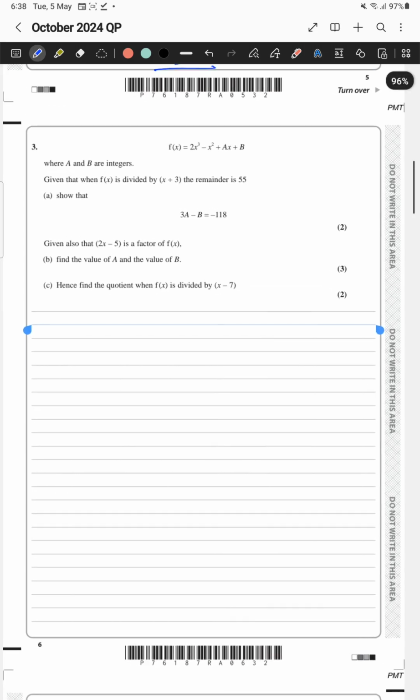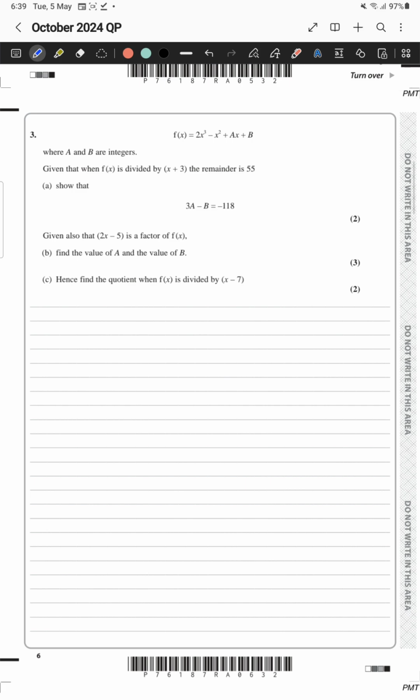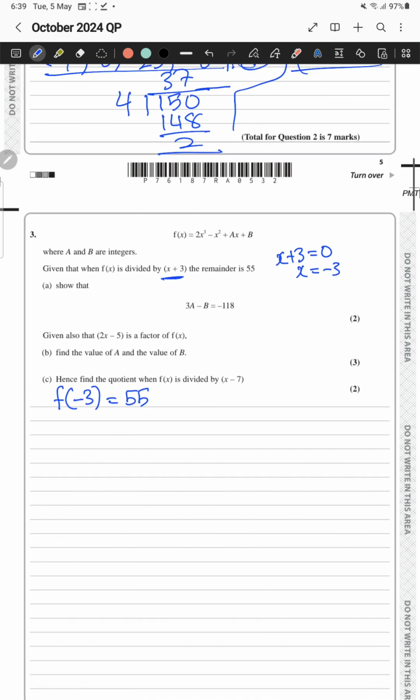f of x is equal to 2x cubed minus x squared plus ax plus b, where a and b are integers, given that when f of x is divided by x minus 3, the remainder is 55. Right, so what this statement means is, when x plus 3 is equal to 0 and x is minus 3, that means when you sub in f of minus 3, the answer you'll get is going to be 55 into this equation.